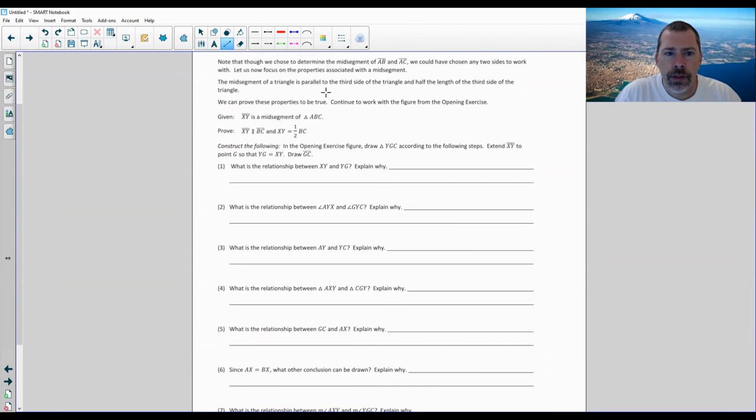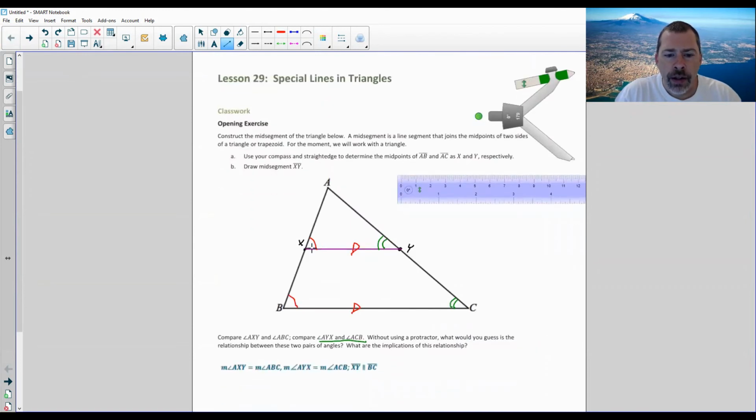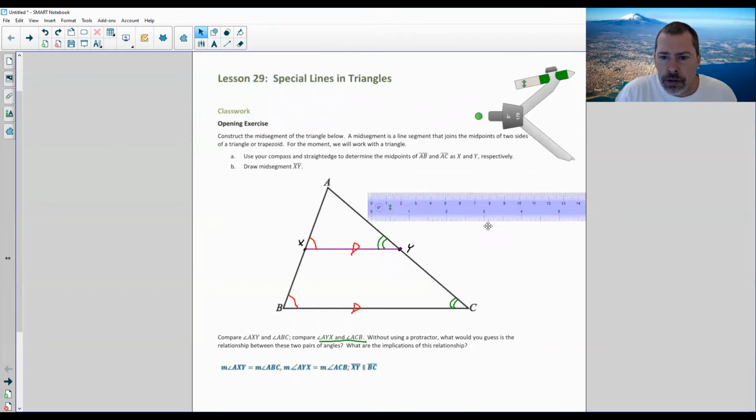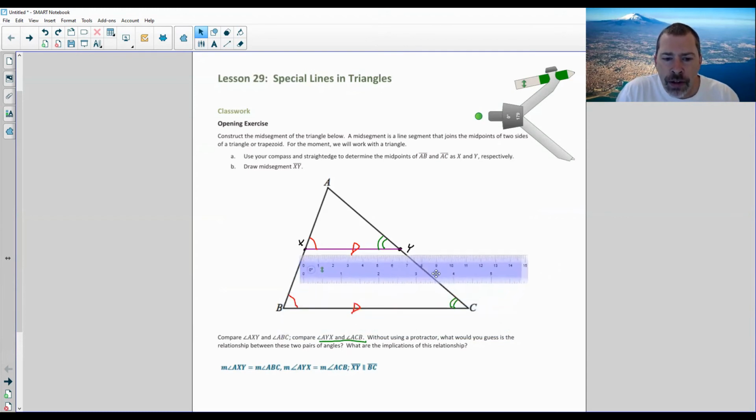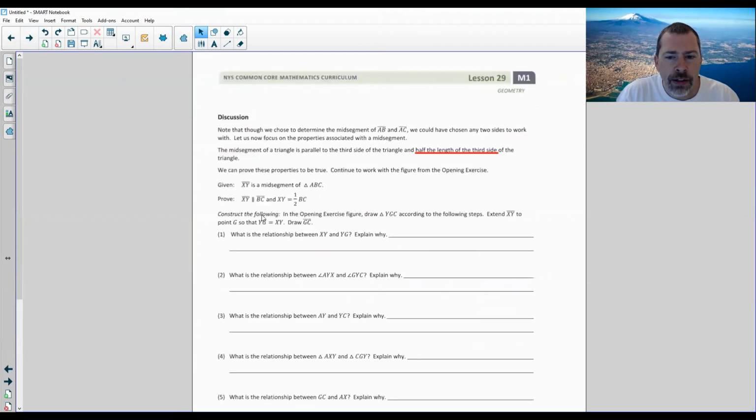All right, where is it? Half the length of the third side. So let me go back. XY then, let me look at that. Let me go back to if I measure BC, that is 12.5 centimeters. Half of 12.5 is 6.25. So if I bring this up to here, mind equals blown. 6.25. Wow. Okay, carrying on.